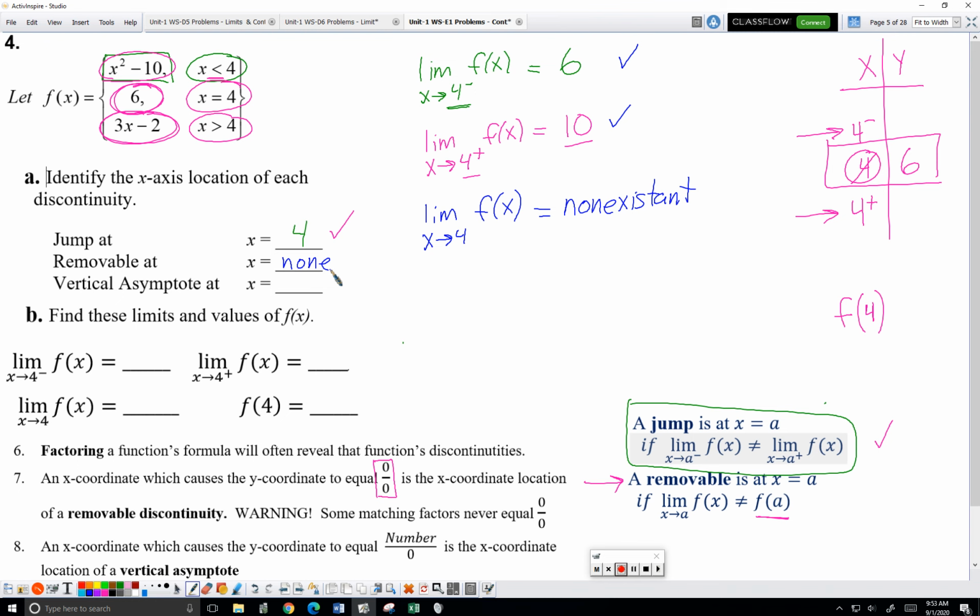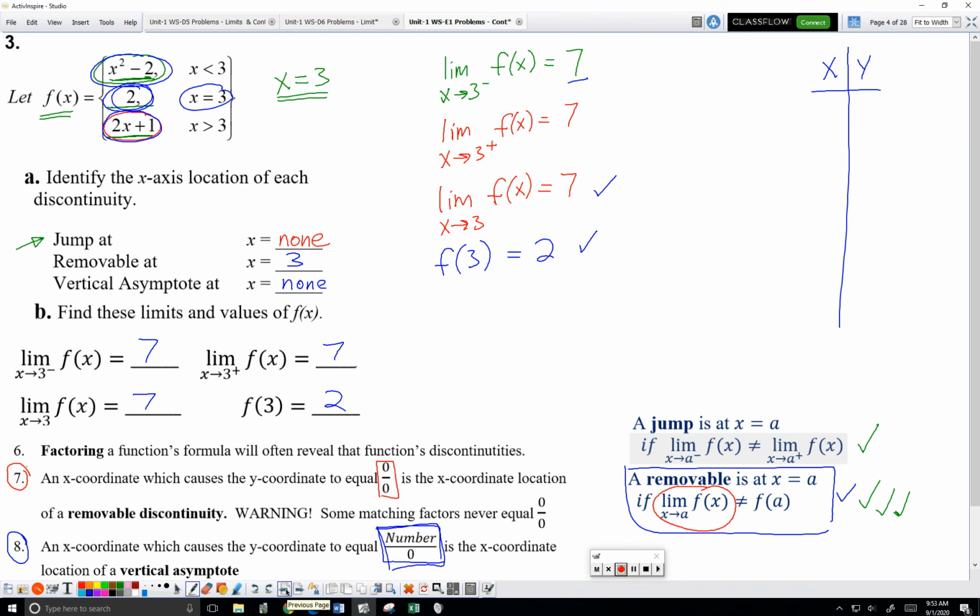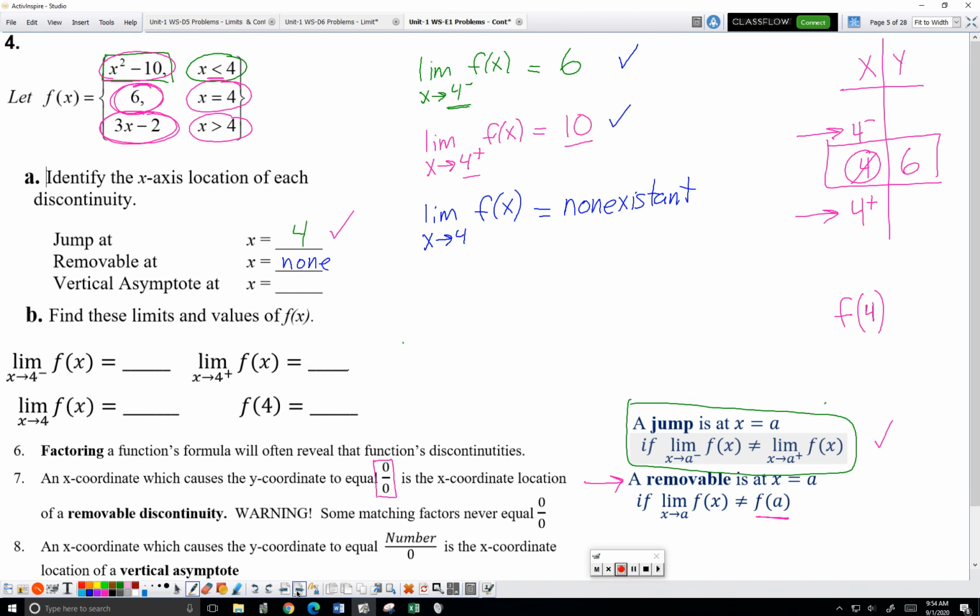When you work number 3, you discover the opposite. You discover that the left and right limits are the same, hence there is no jump. But you find out that the value of the function, this is what Claire was talking about, is different than the value of the limit. That's a removable. And so example 3 has the removable at x equals 3. And I can't go too much deeper into that right now just because of lack of time.